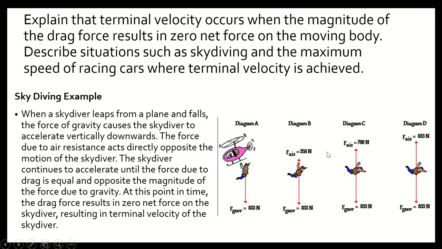As he's falling, his force due to drag is increasing until it gets to a point where the force due to drag is equal and opposite to the force due to gravity. At this point, there is no net force on the skydiver, so he is not undergoing any acceleration because there's no net force. No acceleration, therefore he's not increasing in speed, and he has reached his maximum speed, and that maximum speed is known as terminal velocity.